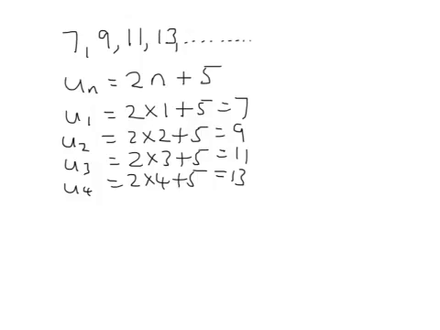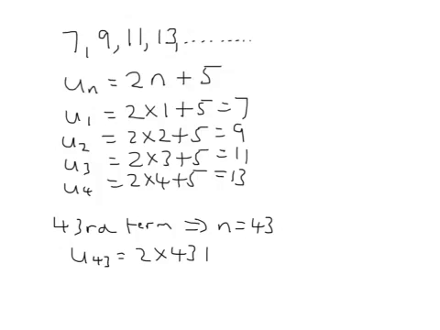We can check it again. If n equals 2, 2 times 2 is 4, but that's 9, so I've got to add 5. So this is called the nth term of a sequence. So what is the 43rd term of this sequence? The 43rd term is where n equals 43. So u43 is 2 times 43, add 5, 86 plus 5 is 91.